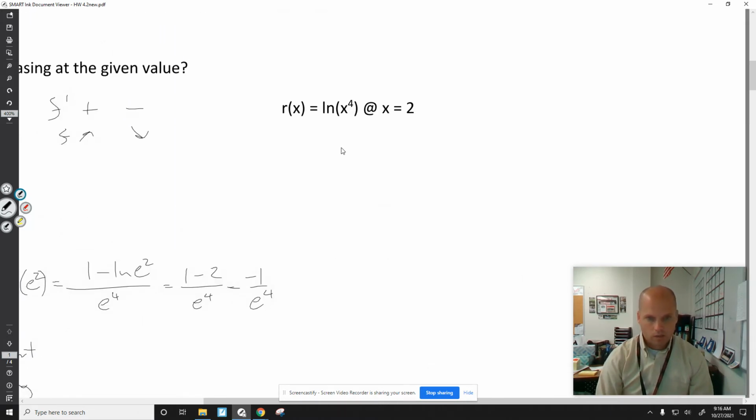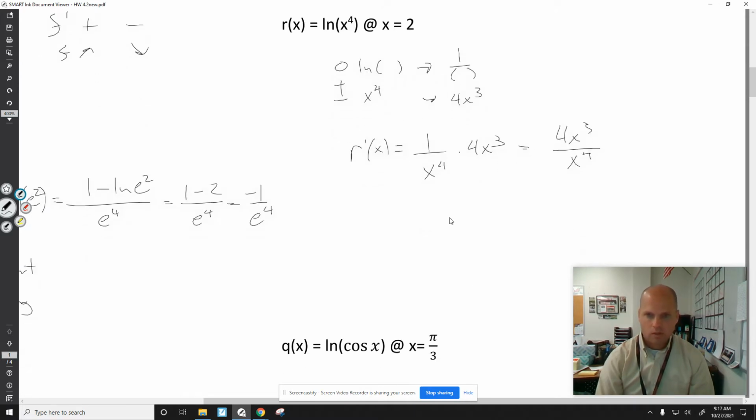Okay, another chain here. So O's and I's. Log parentheses the O, x to the fourth is the I. It's nice that the logs do have parentheses, so it's a little bit easier than e to a power to recognize that you need to use the chain rule. So I have 1 over x to the fourth times 4x cubed. Now, you could write this as 4x cubed over x to the fourth, and realize that 3 of the x's cancel. So you just have 4 over x. Plug in 2. 4 over 2 is 2. So r is increasing. Why? Because its derivative is positive.